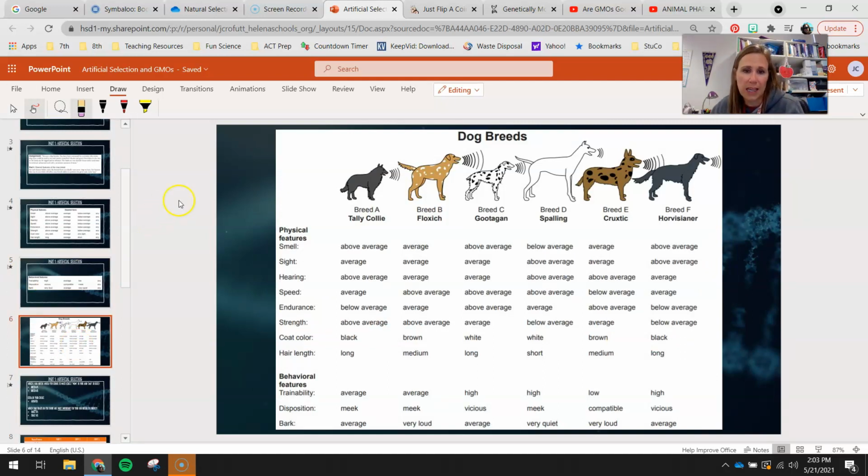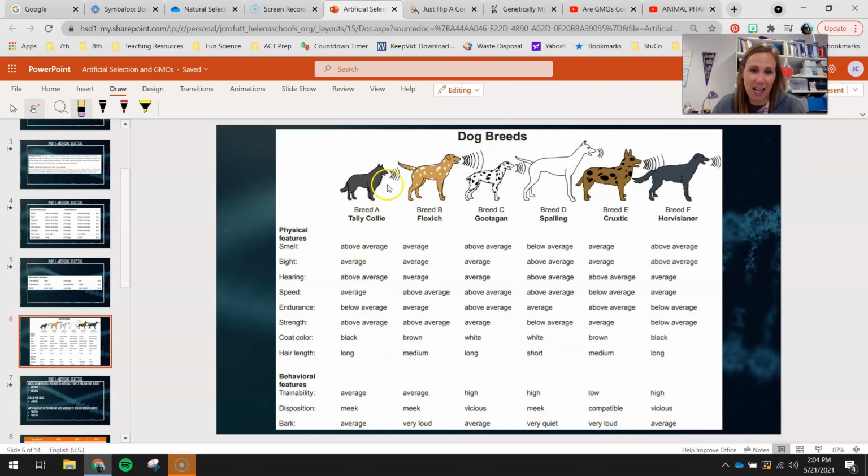So we've got breed A is a Tally Collie, breed B is a Floxich, breed C is a Goodigan, breed D is a Spalling, breed E is a Cruxstick, and breed F is a Horvisianer. I don't know if these are real breeds. Okay, at any rate, you can read about the different traits that we see in each of these 6 breeds.